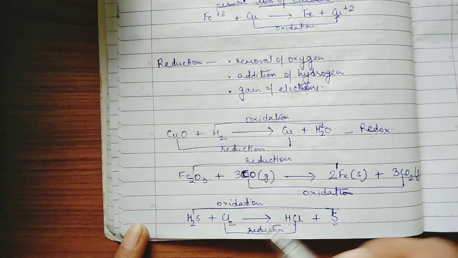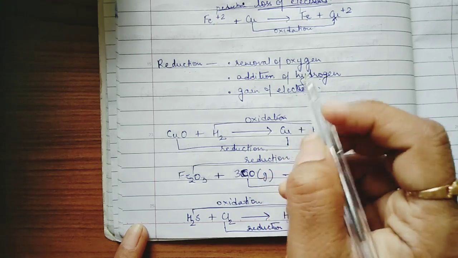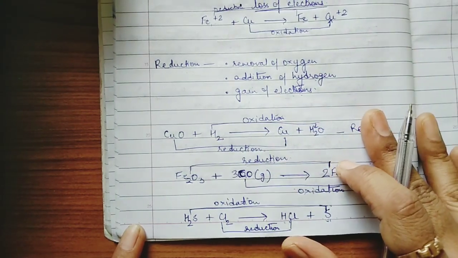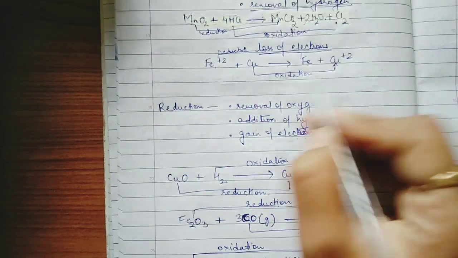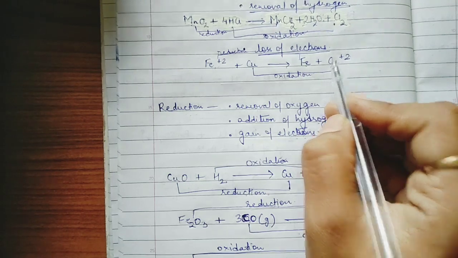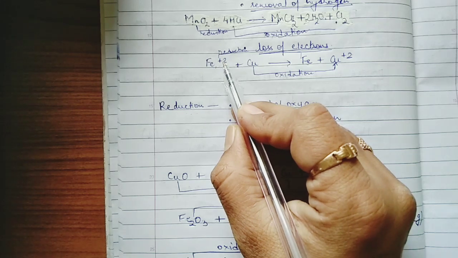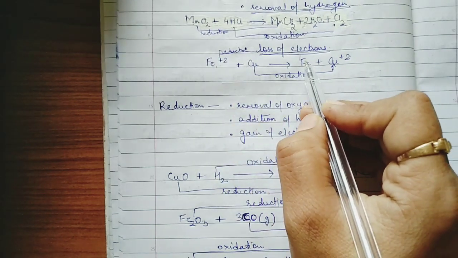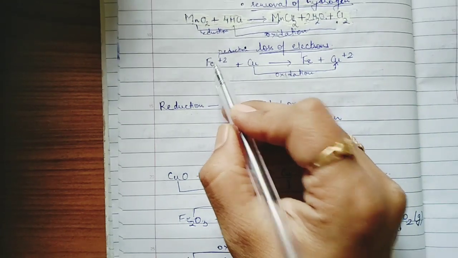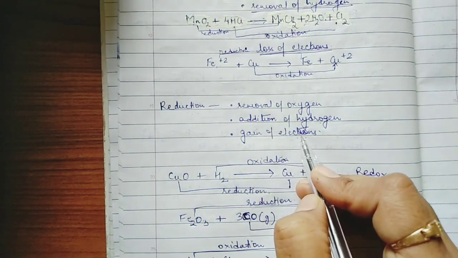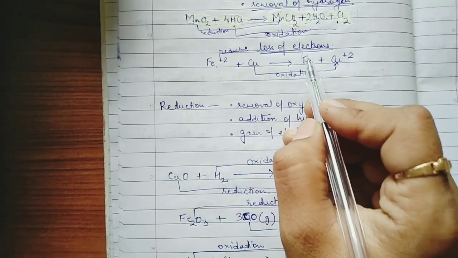Then reduction is also the gain of electrons. This is the third definition of reduction. We have already seen this example, where copper was undergoing oxidation because it was losing electrons, but as you can see here, iron is gaining electrons. Iron was Fe2+, a positive charge was there on iron, but now that positive charge has been lost. That means iron has gained 2 electrons, so iron has undergone the process of reduction, the gain of electrons.